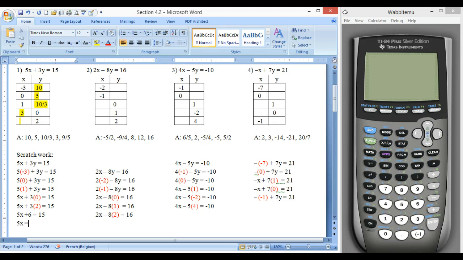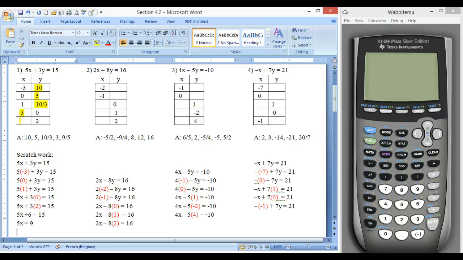That leaves me with 5x on the left and 15 minus 6 on the right, which is 9. Now divide both sides by 5. That then isolates the x, and this becomes 9/5.